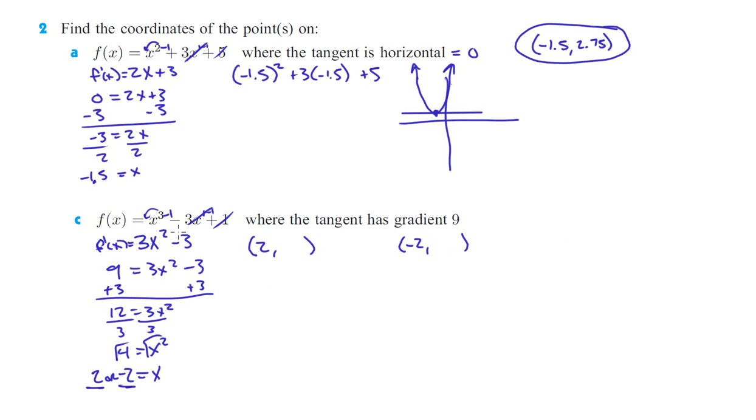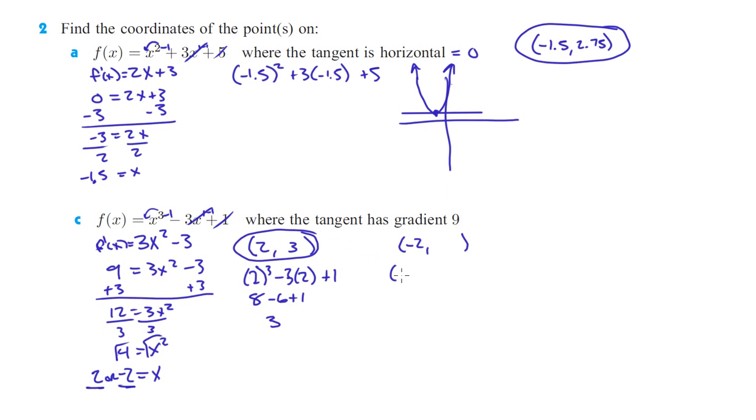So for this one here, we're going to plug 2 in. So we get 2 cubed minus 3 times 2 plus 1, right? So 2 cubed is 8. Negative 3 times 2 is negative 6, plus 1 is going to give us 3. So one of those points is (2, 3).